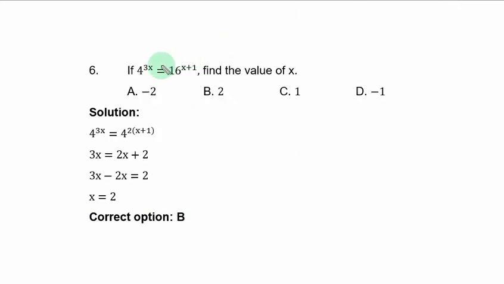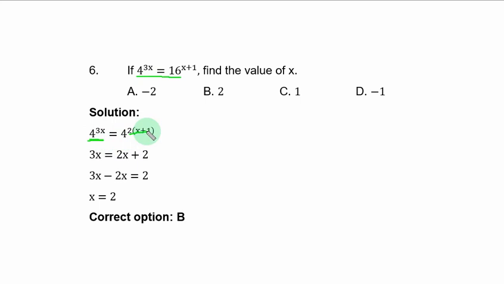Question 6. If 4 to the power of 3s is equal to 16 to the power of s plus 1, find the value of s. This is a simple exponential equation. The base numbers 4 and 16 have a common base, which is 4. So this term remains the same. If you express 16 in base 4, you have 4 squared, then the power of s plus 1.